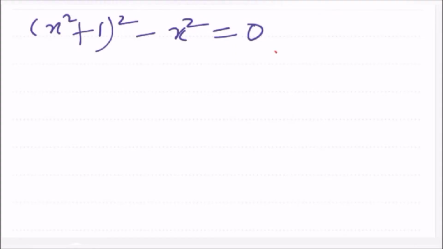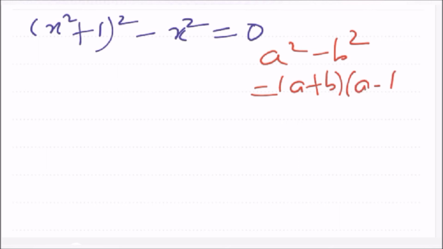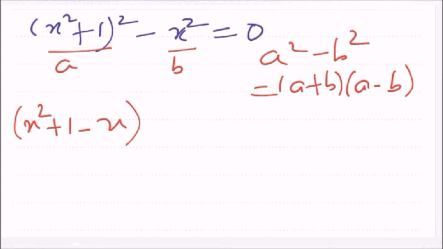So here the given equation can be represented in the form of a square minus b square, which can further factorize as a plus b into a minus b. So our a value will be x square plus 1 and b value will be x square. Okay, now let's split this as x square plus 1 plus x and x square plus 1 minus x, because we are using that identity a plus b into a minus b.